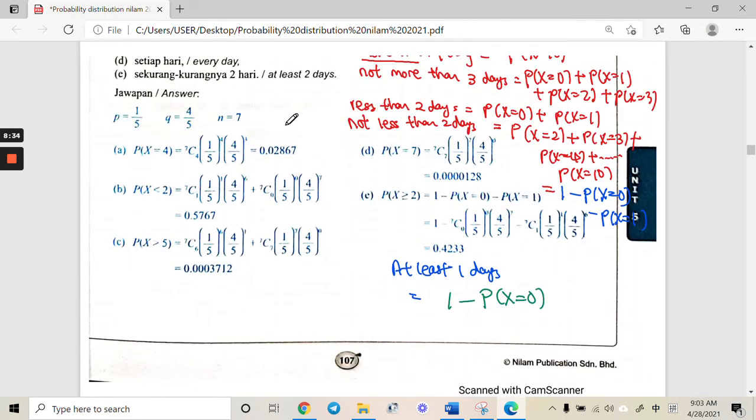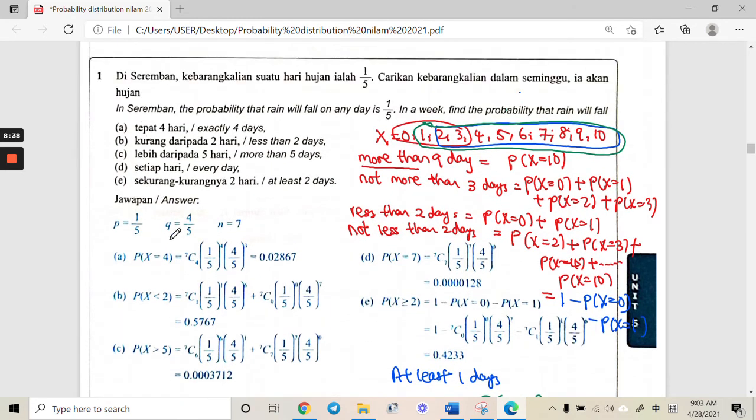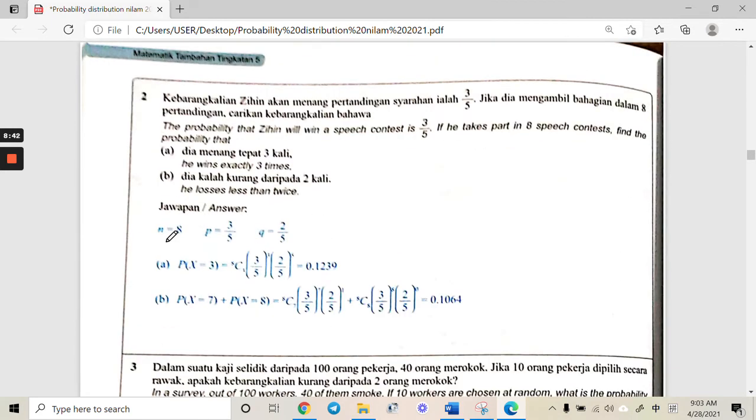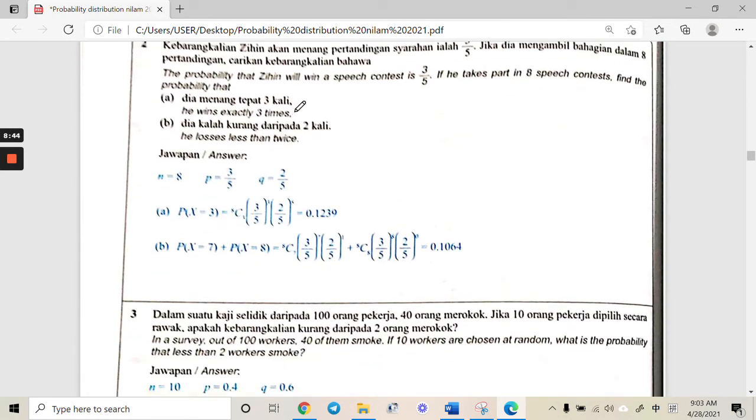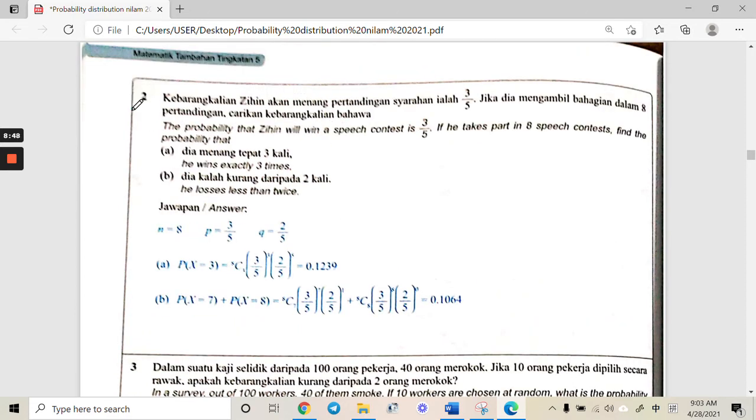So today your homework will be the rest of the question that I didn't ask you do. So far can understand? I have one question to discuss. I want to discuss this number 2.